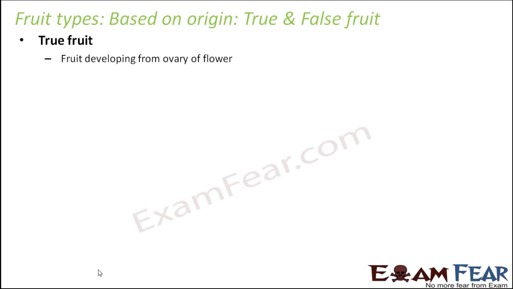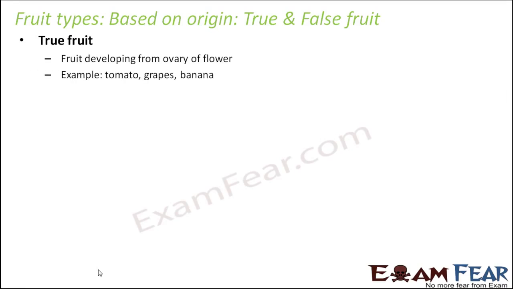Now you might be wondering, just now I was explaining that the ripened ovary is fruit. So how come a situation will come where a fruit will not develop from the ovary? There are certain fruits where the fruit which we actually eat doesn't develop from the ovary. It develops from some other parts of the flower. Most of the fruits are true fruits, but there are some fruits which are not true fruits. So we will look at the examples.